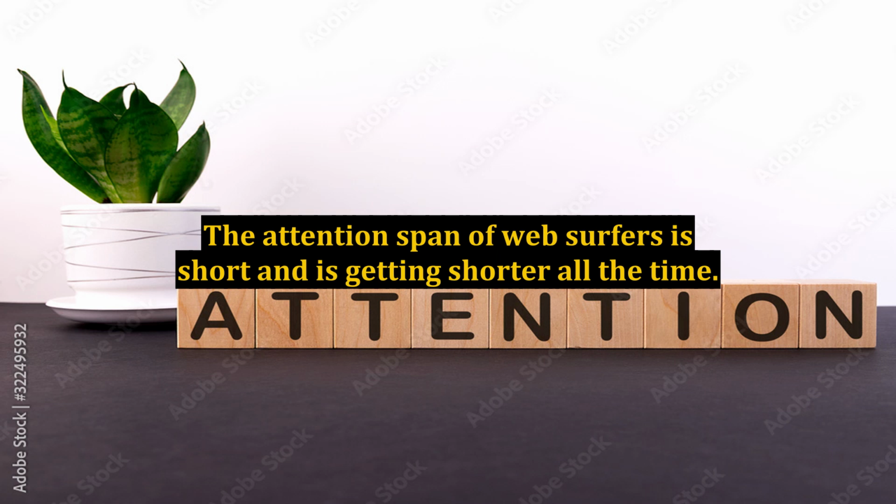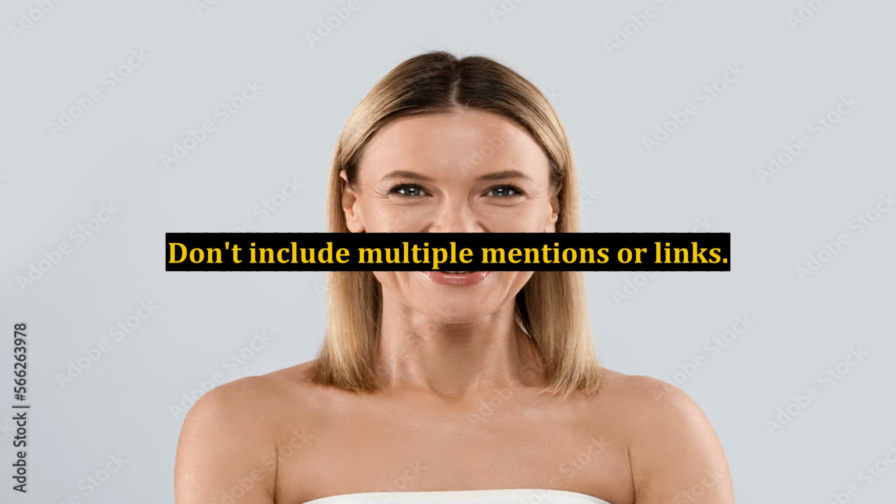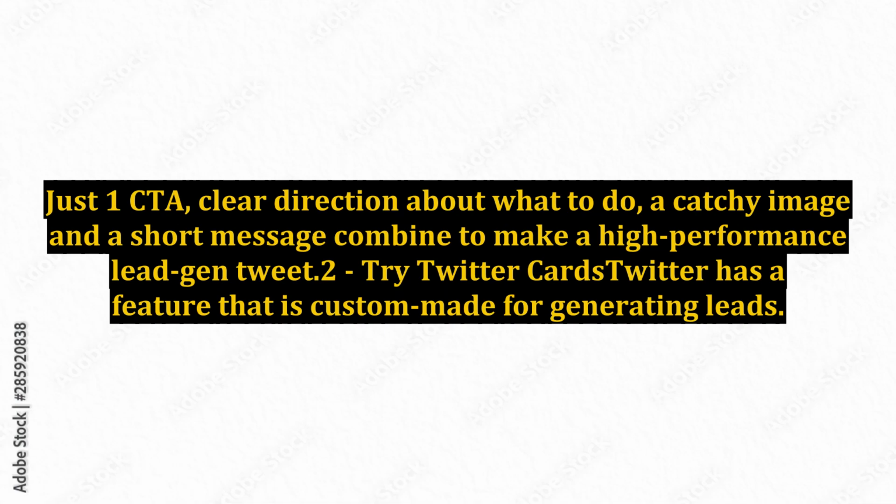Use the link shortening website bit.ly to make your actionable link as short as possible. If your clickable link is awkward and ugly, this can actually lower your click-through rate. Don't include multiple mentions or links. Just one CTA, clear direction about what to do, a catchy image and a short message combine to make a high-performance lead gen tweet.